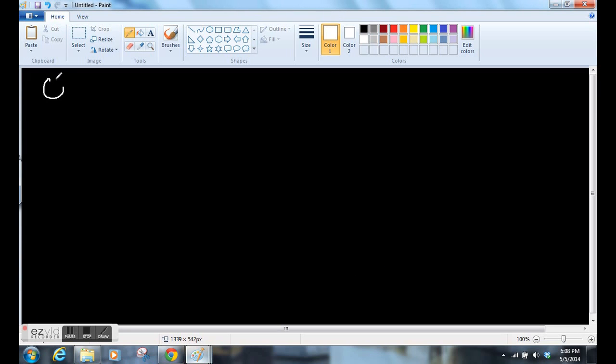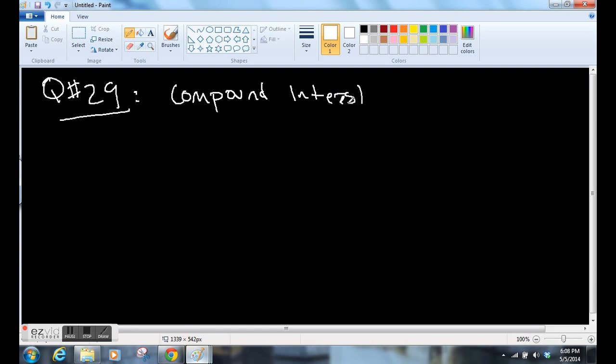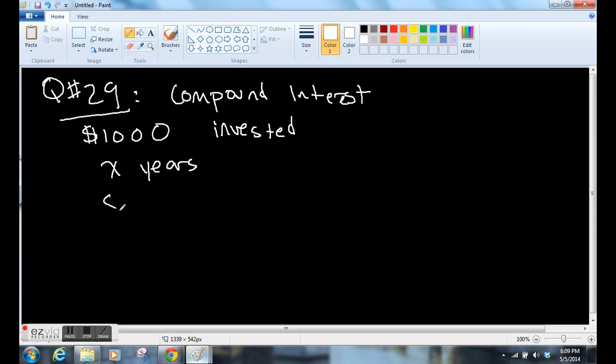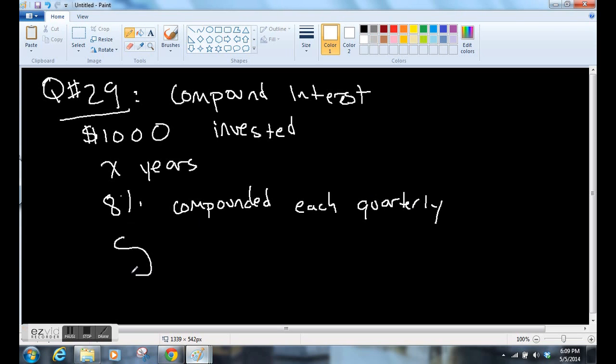Okay, let's look at another one. This is question number 29, and this is the other part of it, which is I want you to be able to plug these numbers into this equation. It says compound interest. If $1,000 is invested for x years at 8%, compounded quarterly. That means they're collecting the interest and adding it to the amount every quarter, every 3 months.